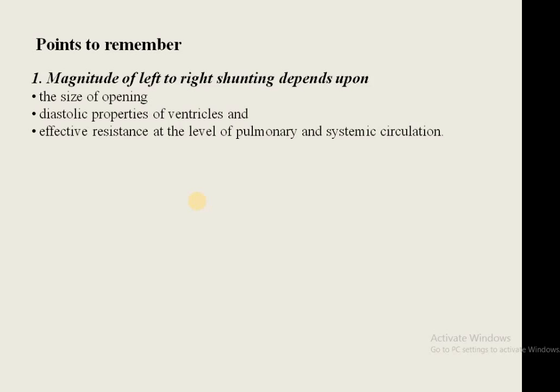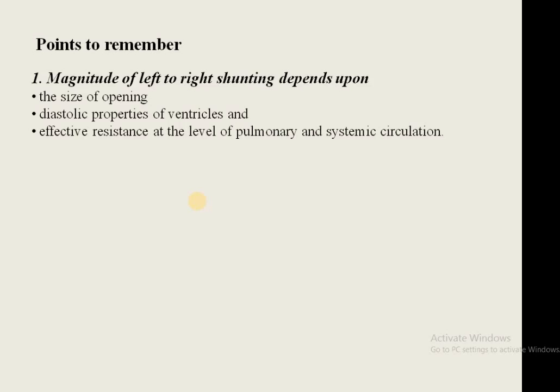Now the magnitude of that shunting, that means how much blood will pass through from that shunting. So that magnitude of shunting depends upon the size of the opening, the diastolic properties of the ventricles, that means when the ventricles are relaxing, the arteries are filling, and the effective resistance at the level of pulmonary and systemic circulations.